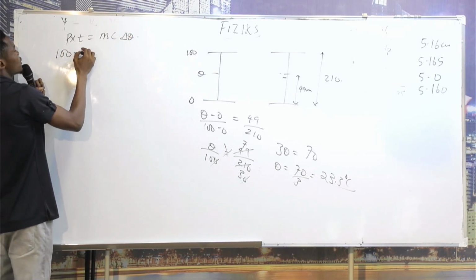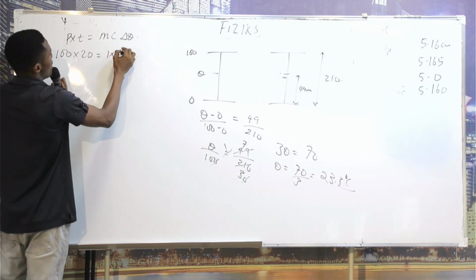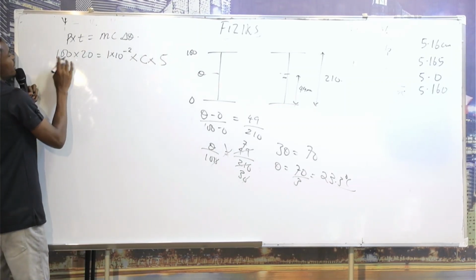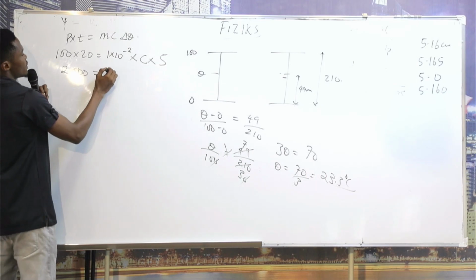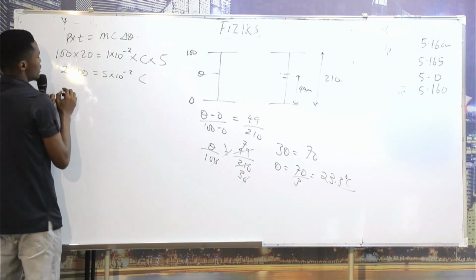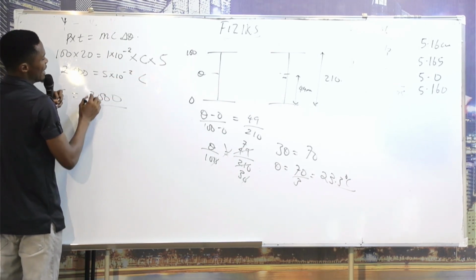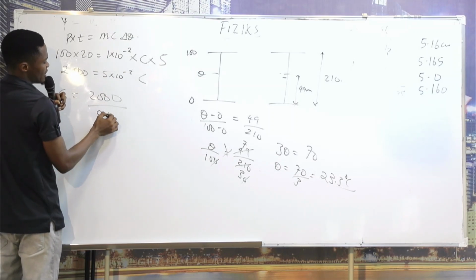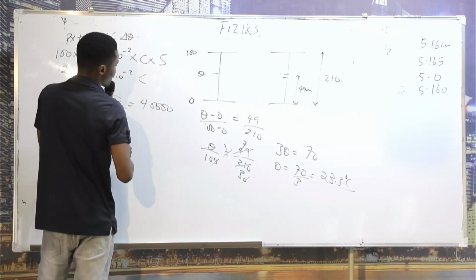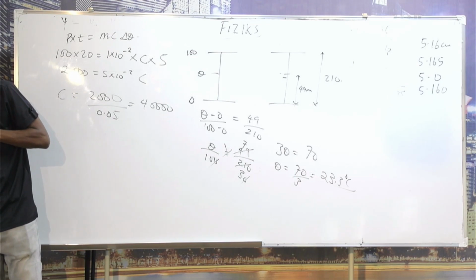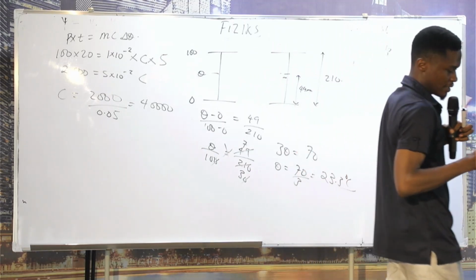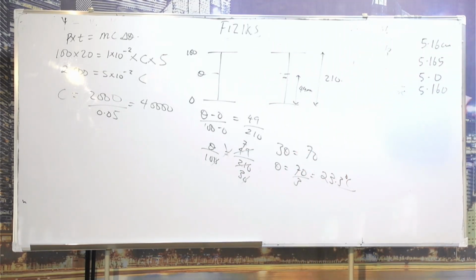So 100 times 20 equals 1 times 10 power minus 2 times c, which I don't know, times the change in temperature, which is 5. So this will give me 2,000 equals 5 times 10 power minus 2 c. So c becomes 2,000 divided by 5 times 10 power minus 2, which is 0.05. When I divide, I should get 40,000. In standard form, because the answers are in standard form, it is 4 times 10 power 4.